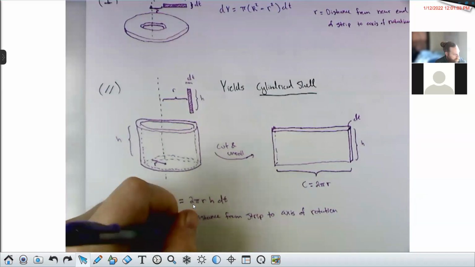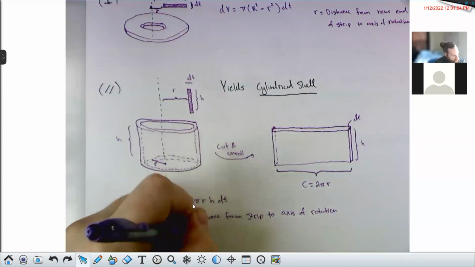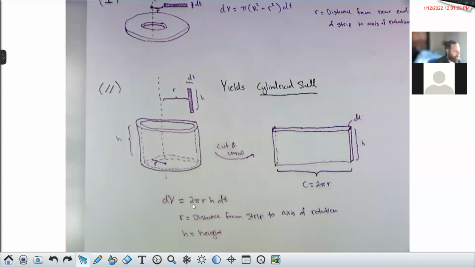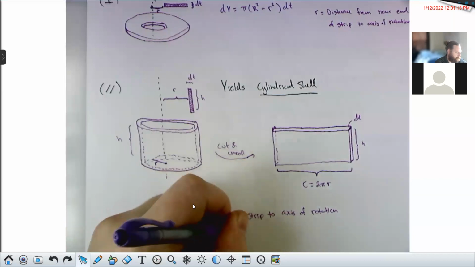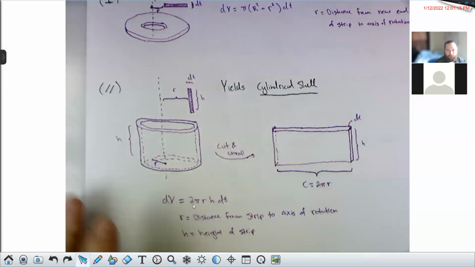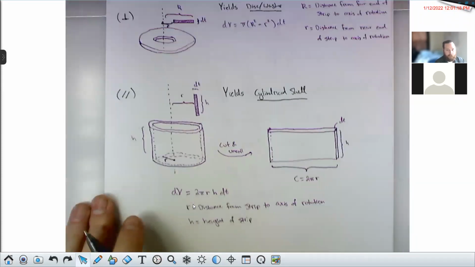And h, the height, is literally just the height of the strip. If the strip is oriented sideways, you may end up calling it a length, but I'll always call it just the height of the strip. Okay, so these are the two methods, guys.